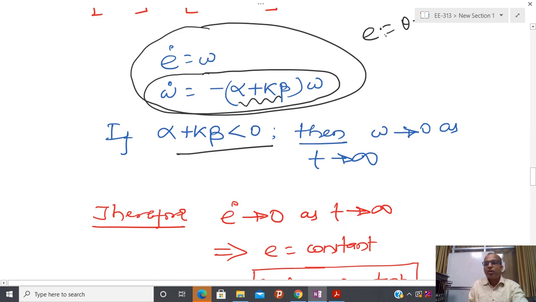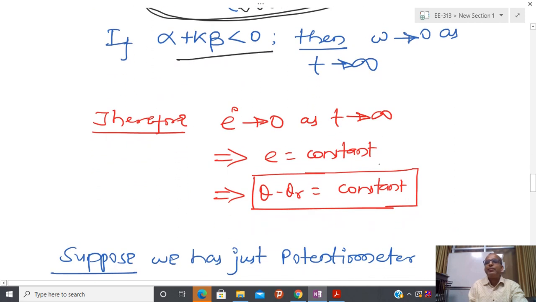It means that now E is not equal to 0. E becomes some kind of constant quantity. In the best case that is 0 also, but most of the time that is some kind of constant, and due to that reason I cannot maintain theta equal to theta r if I have just a tachometer. So here I am saying that using output feedback I am not able to control the plant. Controlling means I am not able to force my system to fulfill the desired objective.